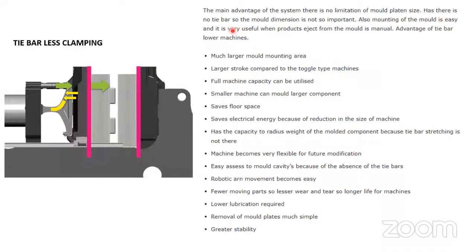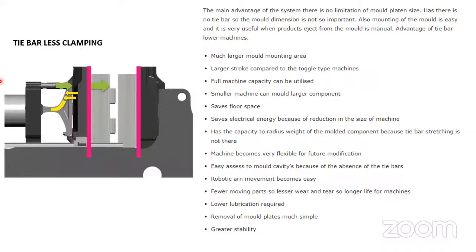There is no toggle, so the mold dimensions are not so important. Also, mounting of the mold is easy, and it is very useful when the product ejection from the mold is manual. What are the advantages? See now, much larger mold mounting is possible. Large stroke compared to the toggle type machine. Full machine capacity can be utilized. A smaller machine can mold larger, big components.